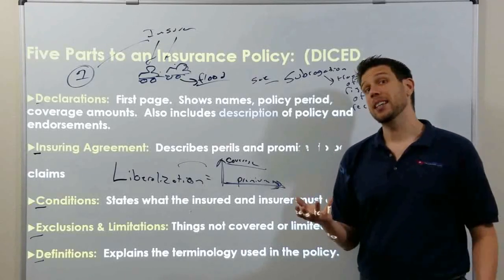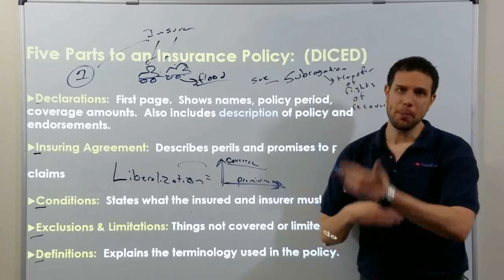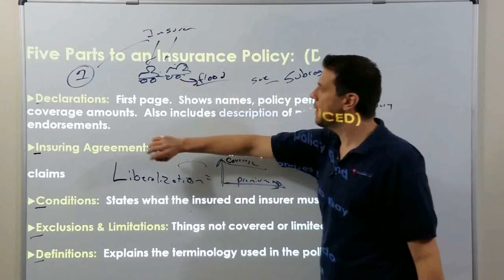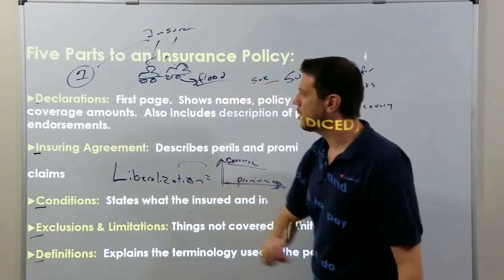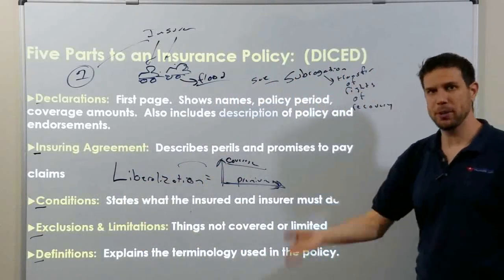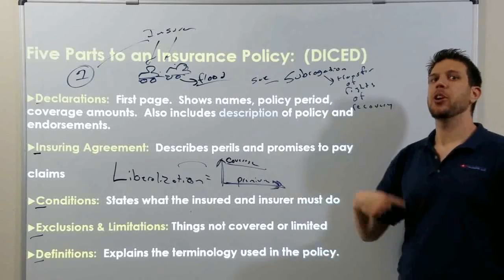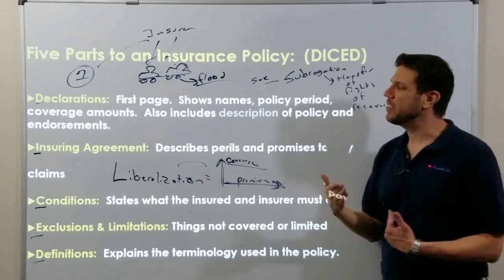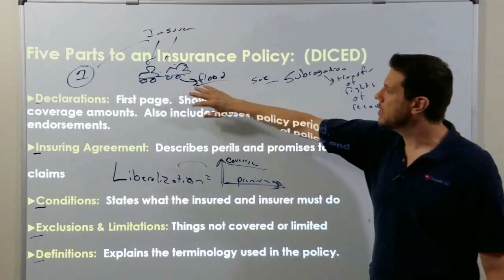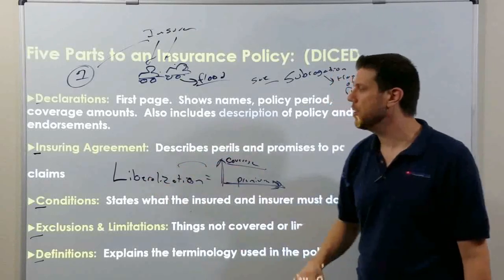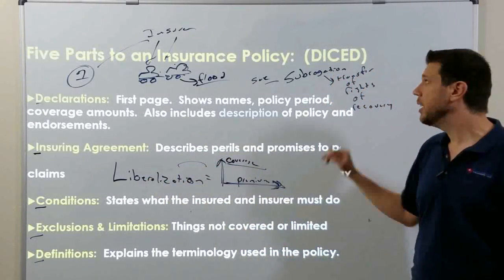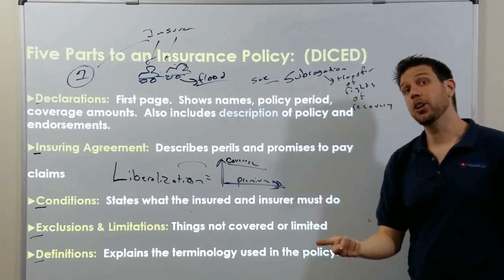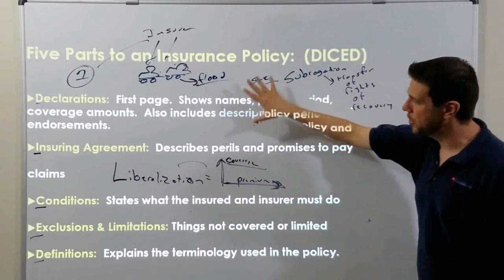Then your test likes to ask you, all of the following are parts of a policy except declarations page, insuring agreement, conditions, exclusions, definitions, and arbitration. There is no A in DICED. Your test will say which of the following is not covered under the policy: declarations, insuring agreement, conditions, and negotiation. There is no N in DICED. So arbitration and negotiation are not parts of an insurance policy.